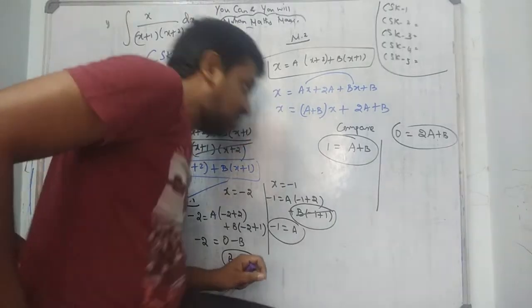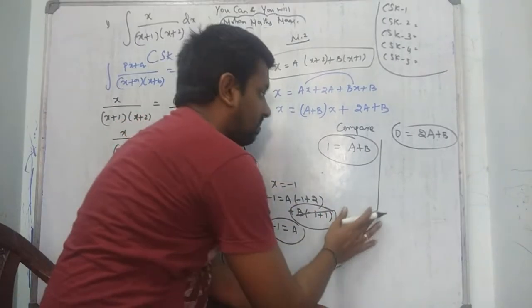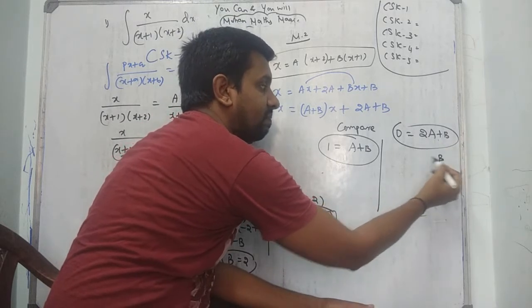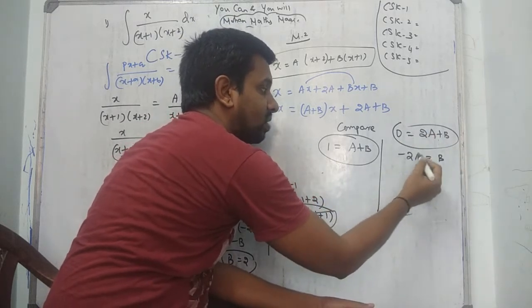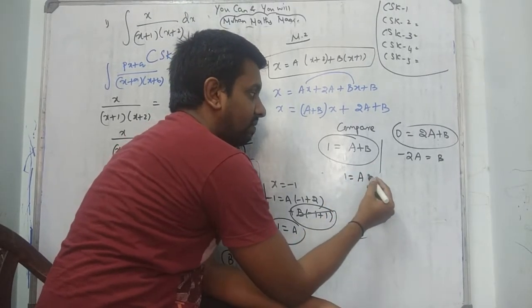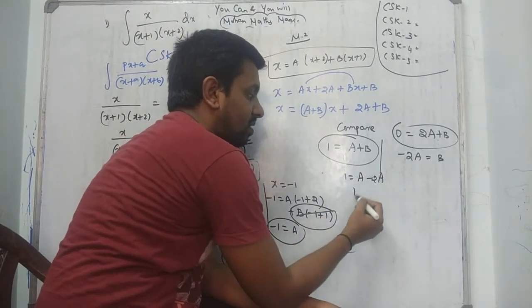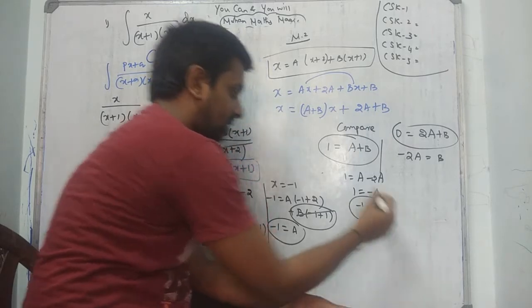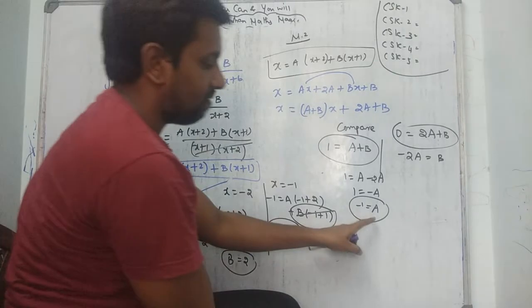Now, class 10th portion: elimination method, otherwise the substitution method. In place of b, what can I put? b equal to minus 2a. Substitute it here. So 1 equal to a, and in place of b, minus 2a. So 1 equal to minus a, so a equal to minus 1. Here also a equal to minus 1.